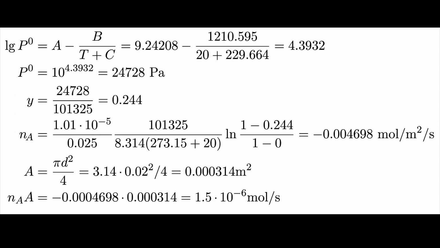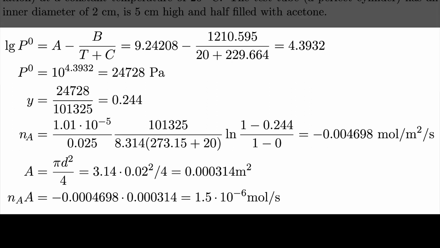However, the evaporation rate is also dependent on the area, with the area as pi times d squared divided by 4 equals 3.14 times 0.02 to the power of 2 divided with 4. We get 3.14 times 10 to the power of minus 4 square meters. Multiplying Na with the area, we get 1.5 micromole per second, which is our answer on question A.